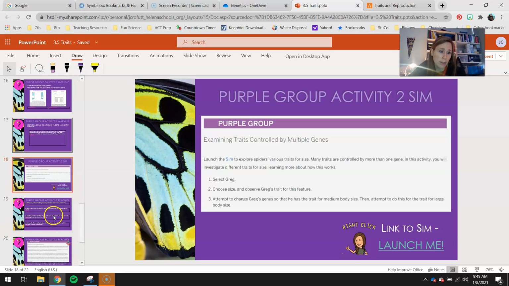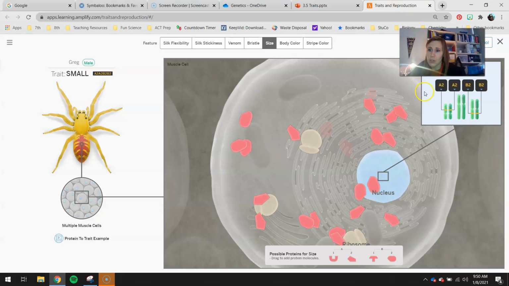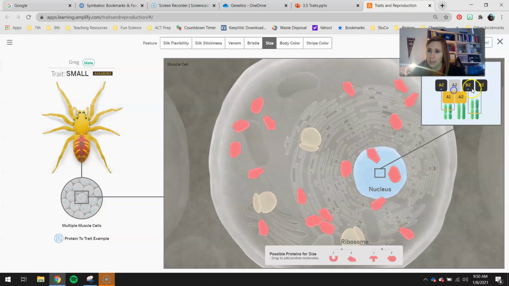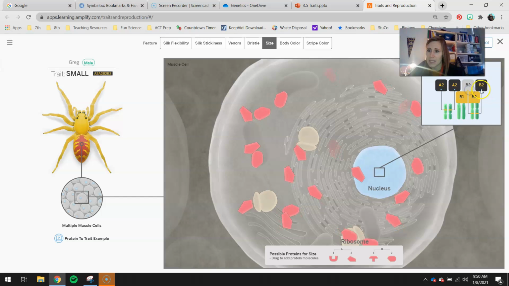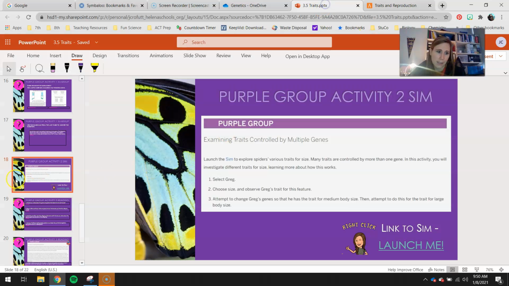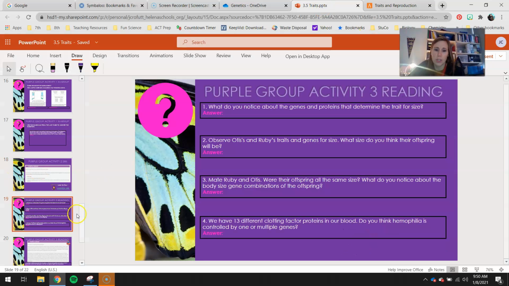Okay, so what you guys are going to do is follow your instructions for that. It says choose size, and observe Greg's traits. Attempt to change Greg's genes so that he has the trait for medium body size. So you guys are going to go up here and tweak these different alleles and try to get him to have a medium body size. Okay, then answer these questions here.